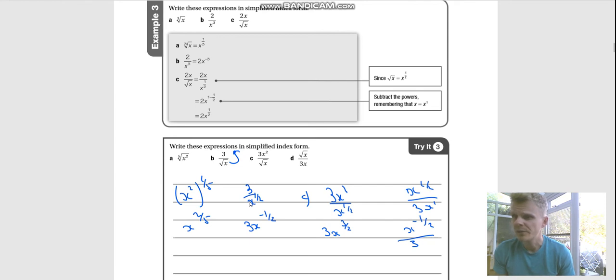Really, because if we take c, it's just 3 lots of x squared over root x, like 3 over 1 lots of it. So we can simplify this separately and then still apply that multiplication at the end, or in this case a division at the end.